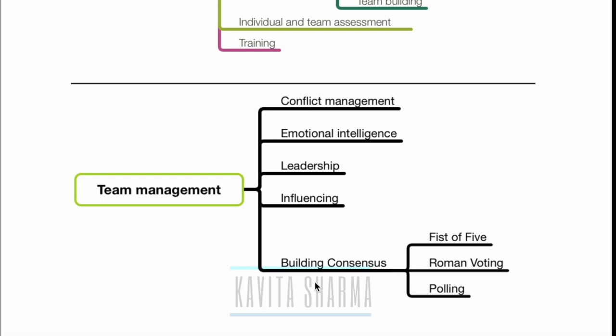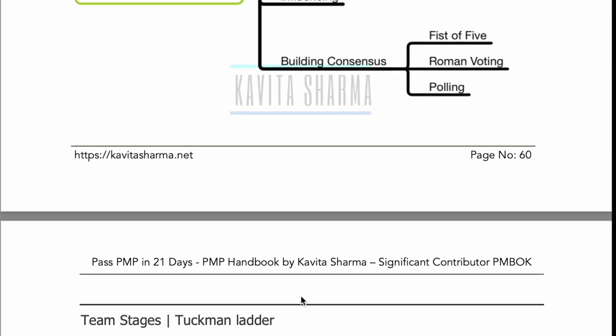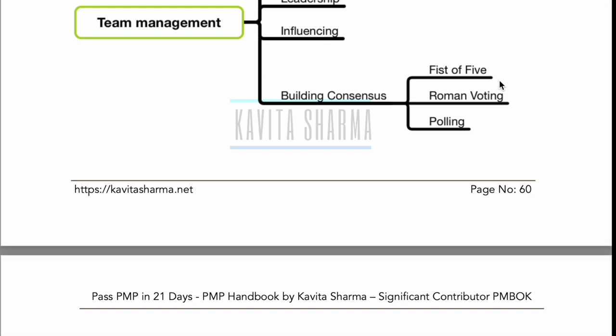So once my team is developed, they are trained, they have enough trust, I start managing my team. The team may get into conflict, we manage conflict. I use EQ to understand people, aspirations, and work with them, show leadership, influence them. And then there are days when the team is not together, in case we need to do certain things, we build consensus. There are different consensus methods. We spoke about fist of five, Roman voting, up and down thumbs, and then polling, which is unanimous. You guys know it now.